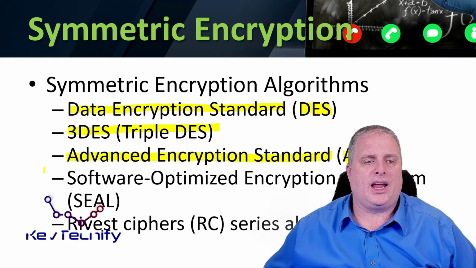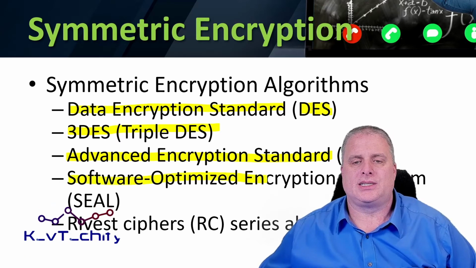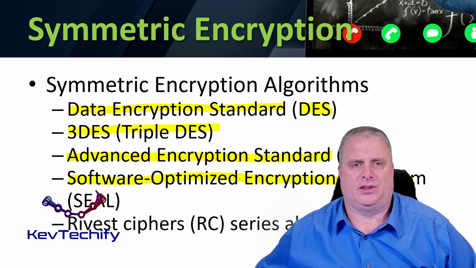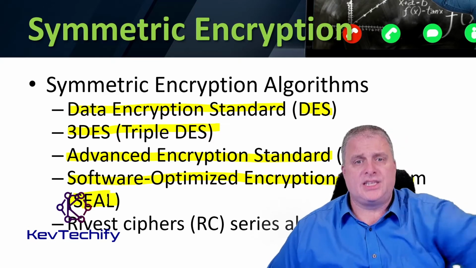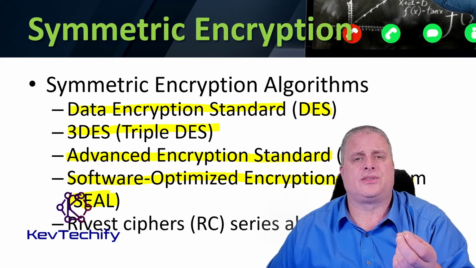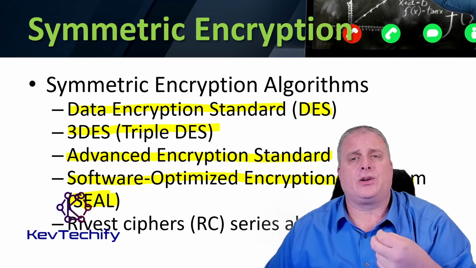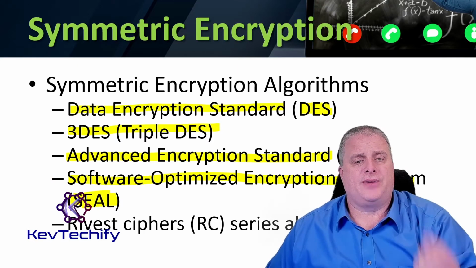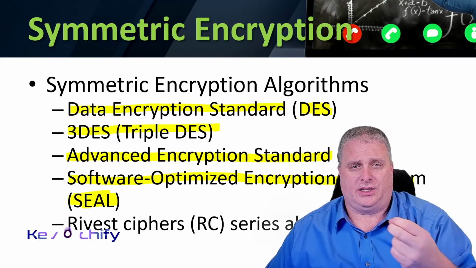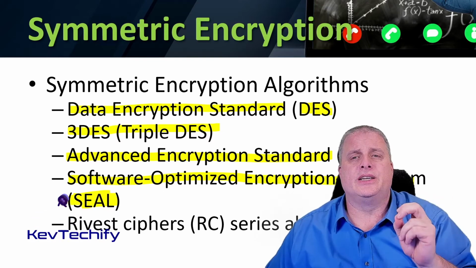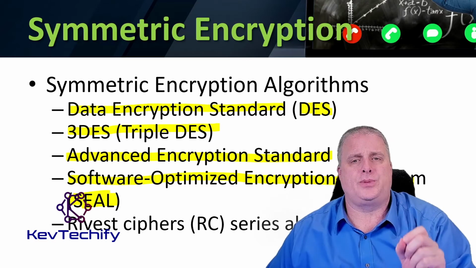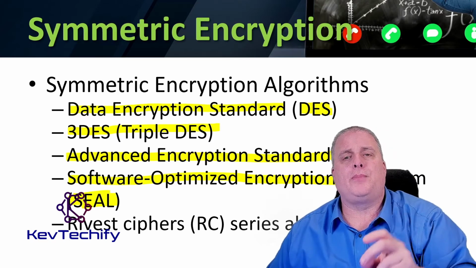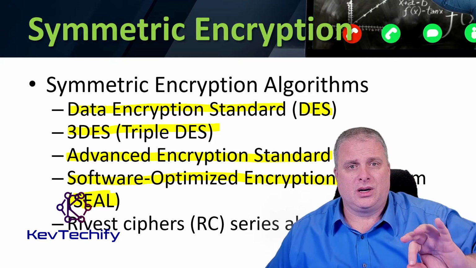The next one we have is Software Optimized Encryption Algorithm, also known as SEAL. SEAL is a faster alternative symmetric encryption algorithm to the Advanced Encryption Standard, AES. So it's a faster alternative. SEAL is a stream cipher that uses a 160-bit encryption key and has lower impact on your CPU compared to other software-based algorithms.